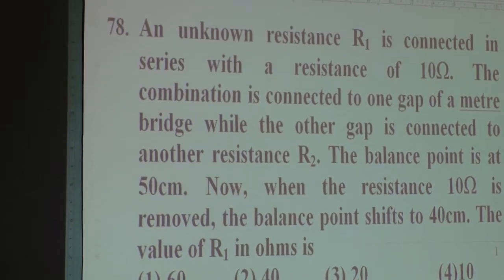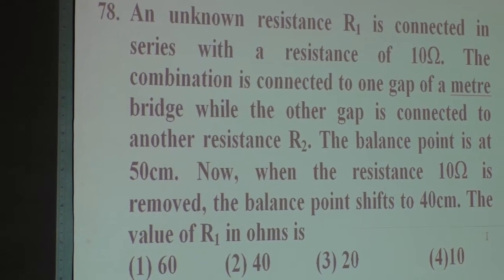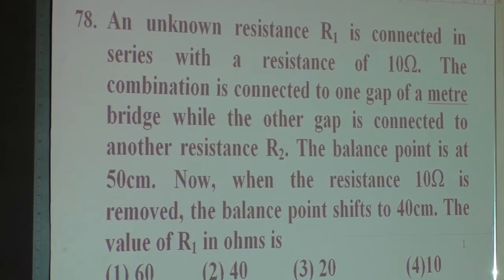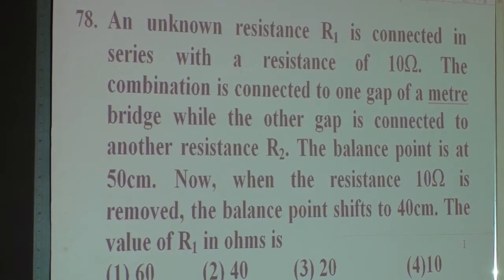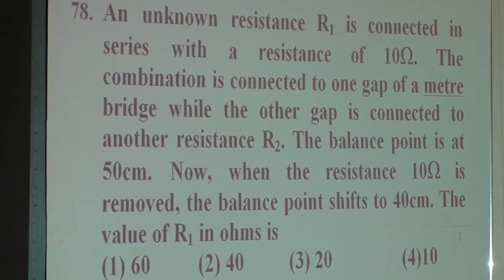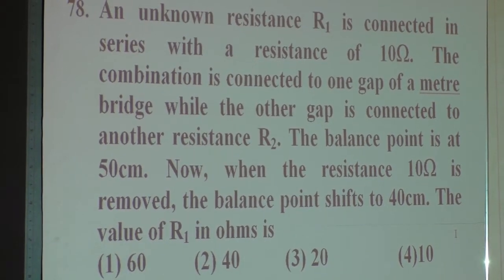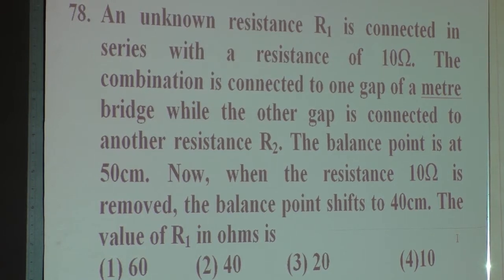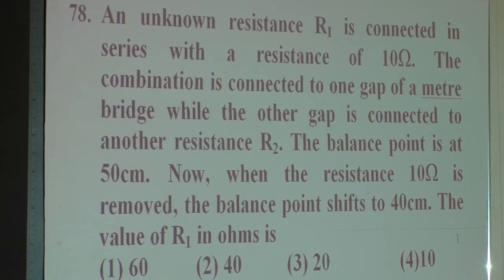An unknown resistance R1 is connected in series with a resistance of 10 ohm. The combination is connected to one gap of a meter bridge, while the other gap is connected to another resistance R2. The balance point is at 50. Now when the resistance of 10 ohm is removed, the balancing point shifts to 40. The value of R1 in ohm is? Another same type of problem.